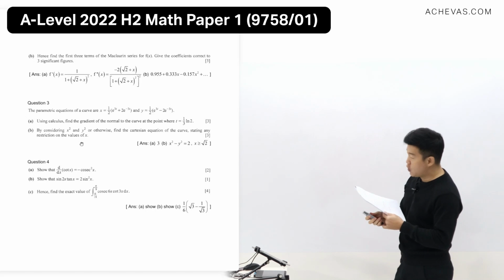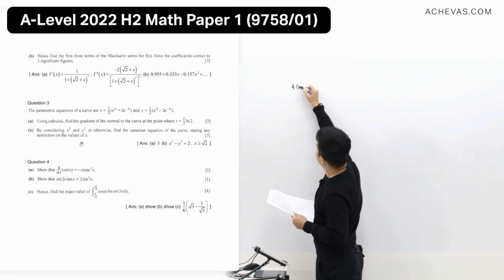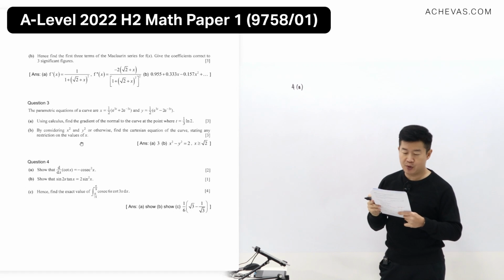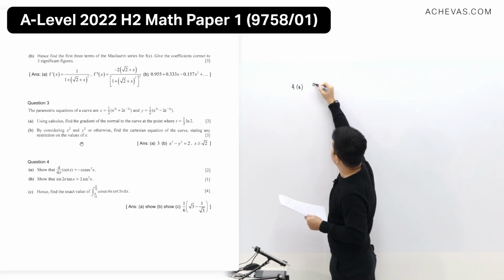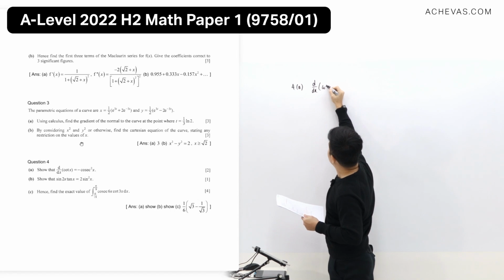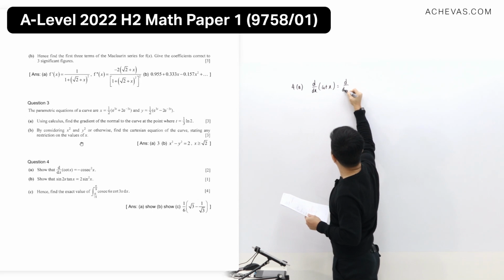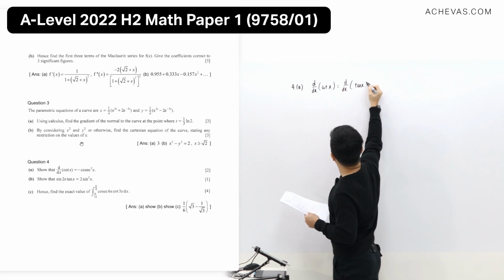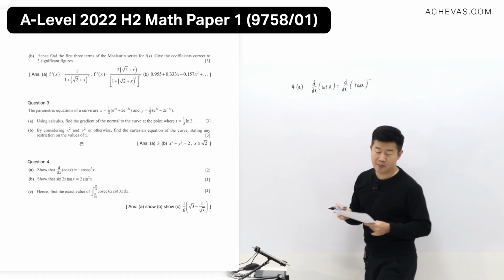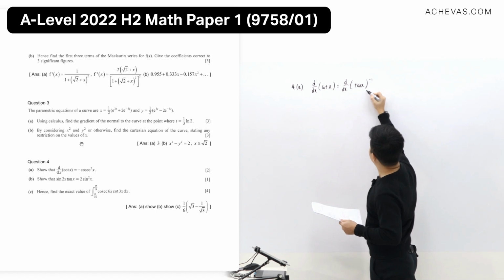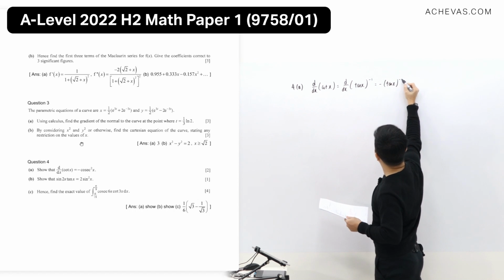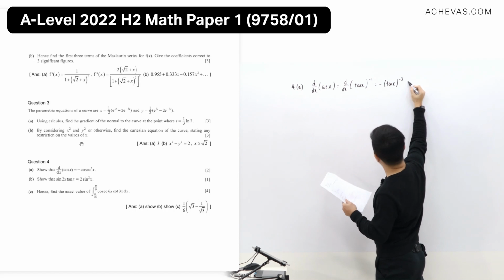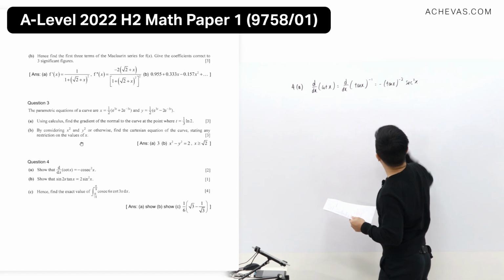In question number 4A, we are supposed to do a differentiation to show that differentiating cotangent x is equal to that. So let's try differentiating cotangent x, which is the same as differentiating 1 over tangent x, which is tangent x to the power of minus 1. So differentiating this is going to be minus tangent x to the power of minus 2, then differentiating tangent x, this gives me a secant square x.